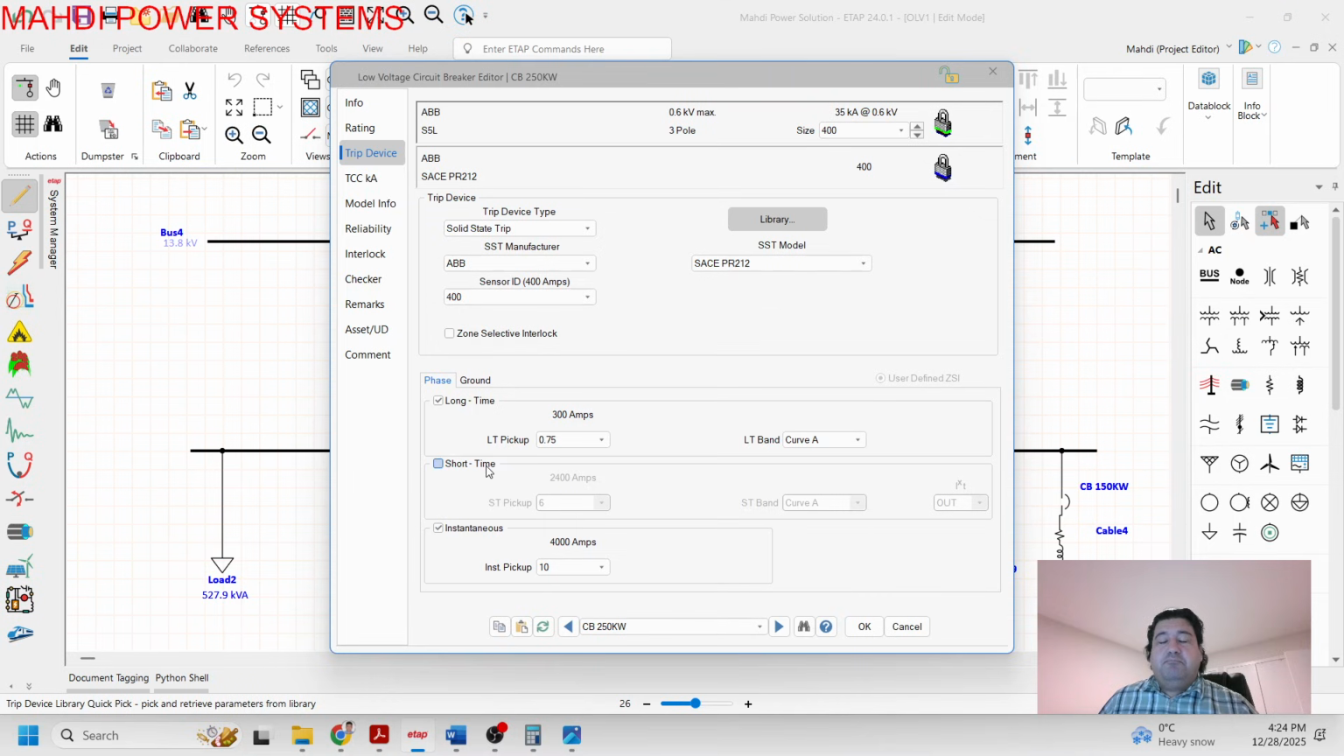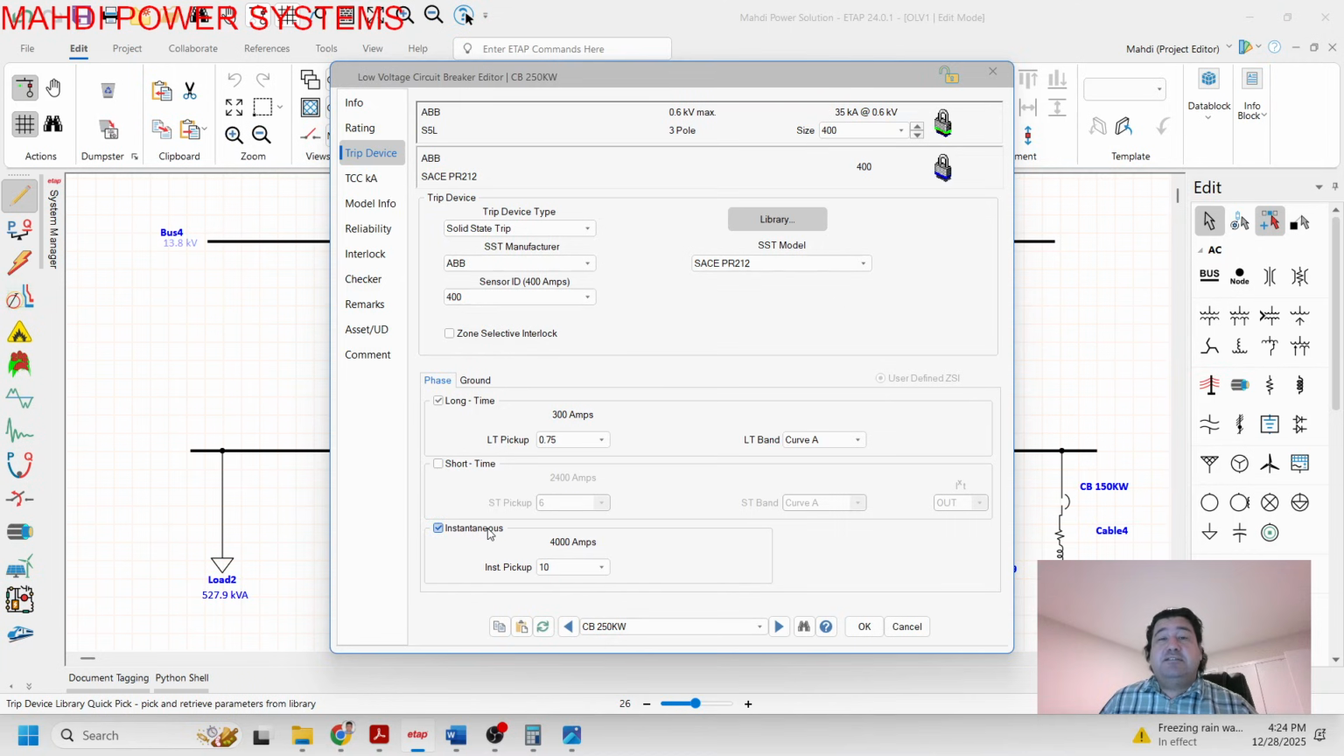Short time means DMT, definite minimum time, low set. The function 50 with a delay. In medium voltage we say DMT. In low voltage we say short time. This is for coordination. We don't apply it for motor protection. We don't need it.